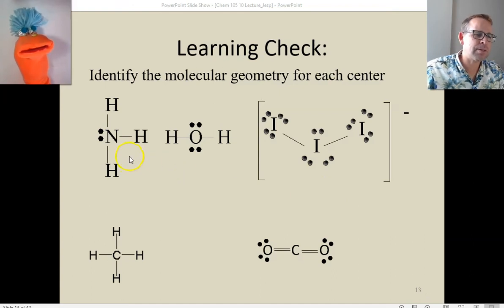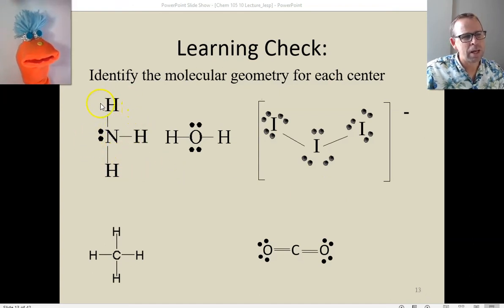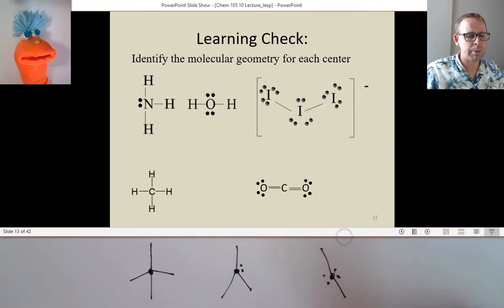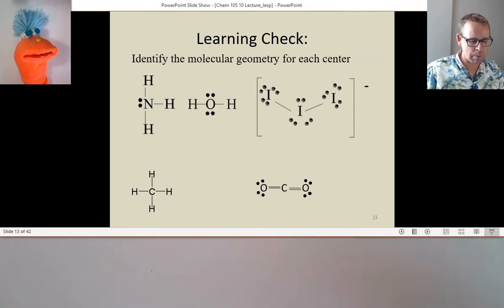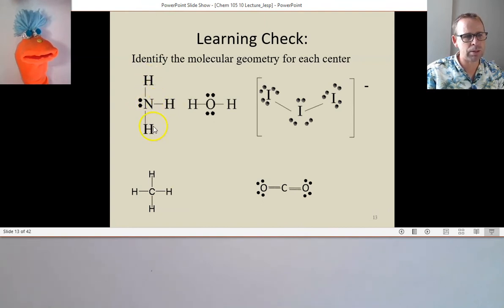All right, so here it is. We have a compound here, and we want to know the molecular geometry for this compound. This is ammonia, NH3. The first thing we do is identify the number of regions of electron density around the central atom. How many regions of electron density are around the central atom here? 4. That's right. We already saw that earlier. 4 regions of electron density around the nitrogen: 1 bonding, 2 bonding, 3 bonding, and the 4th non-bonding.